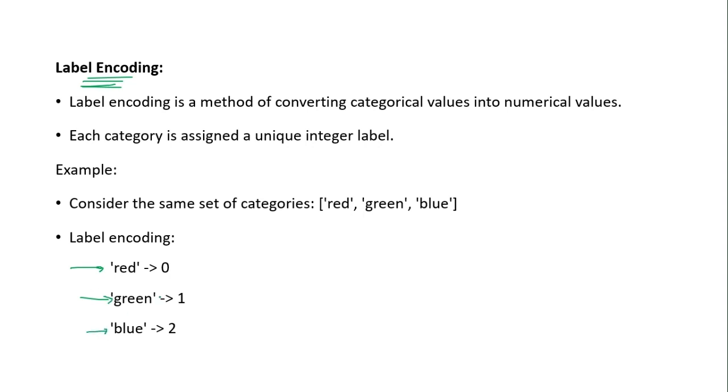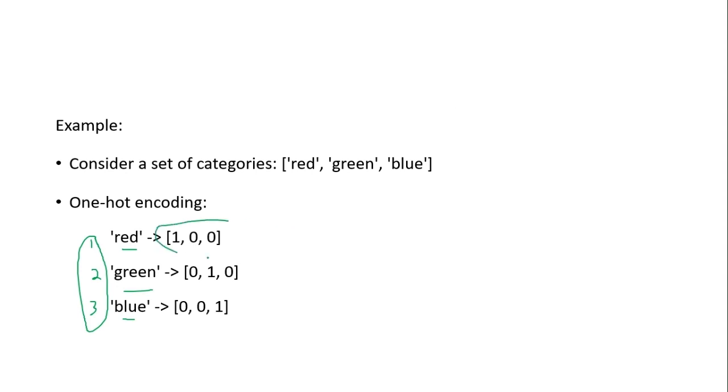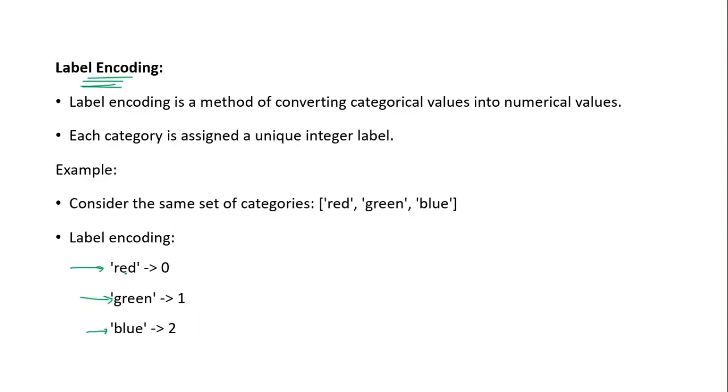Here, instead of giving a vector for each category, a vector for one category, another vector for another category, and another for the third category, instead of giving a vector for all these categories, we will be giving 0, 1, 2, a single number. So label encoding is a method of converting categorical values into numerical values. Each category will be assigned a unique integer label. Red is assigned 0, green is assigned 1, blue is assigned 2.